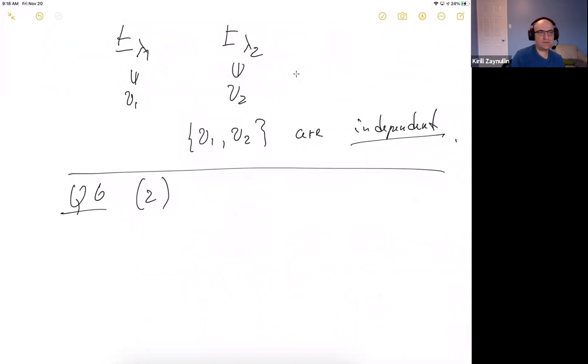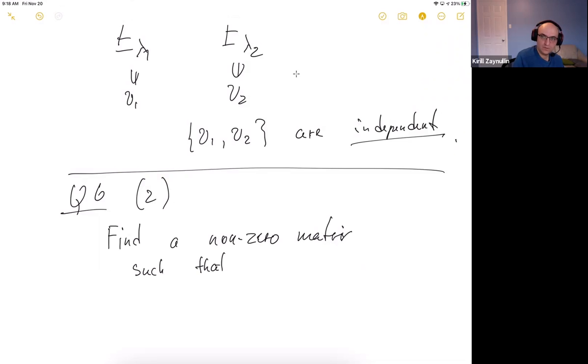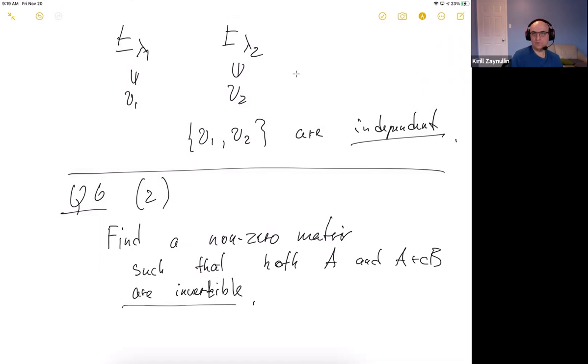There is a question asking to find a non-zero matrix such that both A and A plus CB are invertible, for all C.